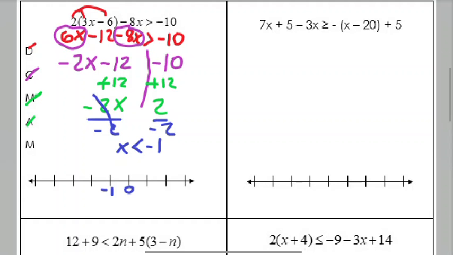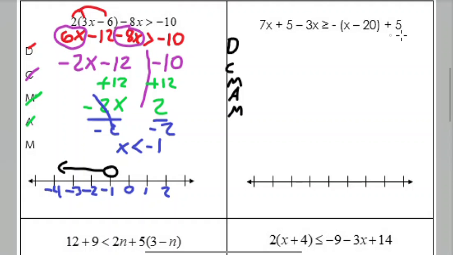So on my number line, I'm going to put negative 1 and then put some numbers that are bigger, and then put some numbers that are smaller. And then I'm going to put a circle on negative 1. There's no line underneath, so that means I'm going to leave it as an open circle. And it's less than, so my arrow is going to point to the left to show that it can be any number that's less than negative 1.